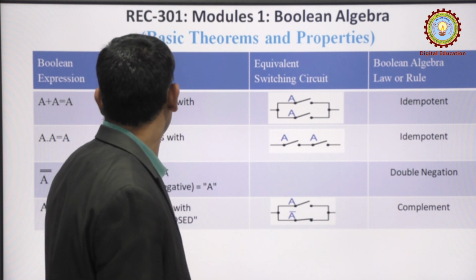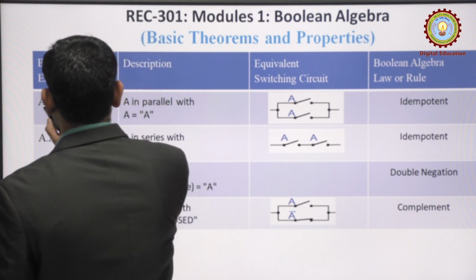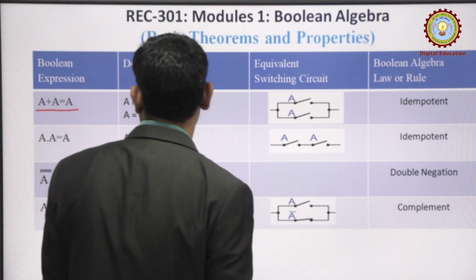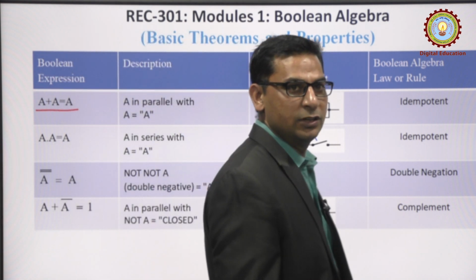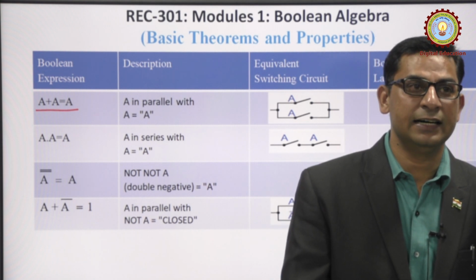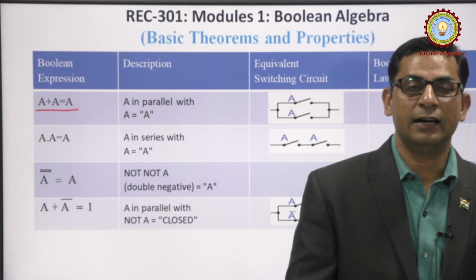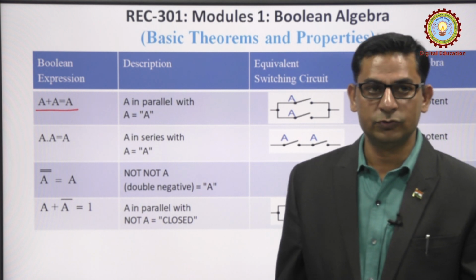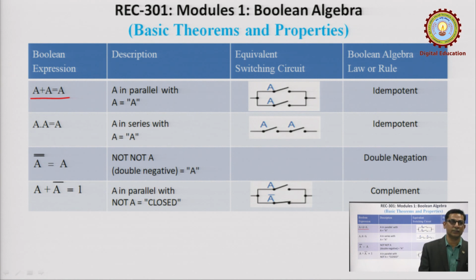Now, Boolean expression third. We have two switches, A and A, both with the notation A. The plus sign represents A in parallel with the other A, as I discussed in my previous slide. So we have two switches, but the notation for both is A.